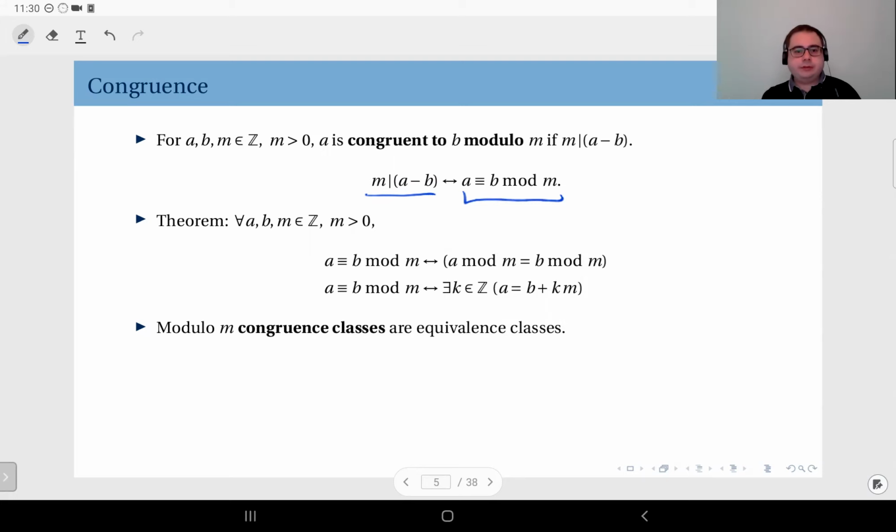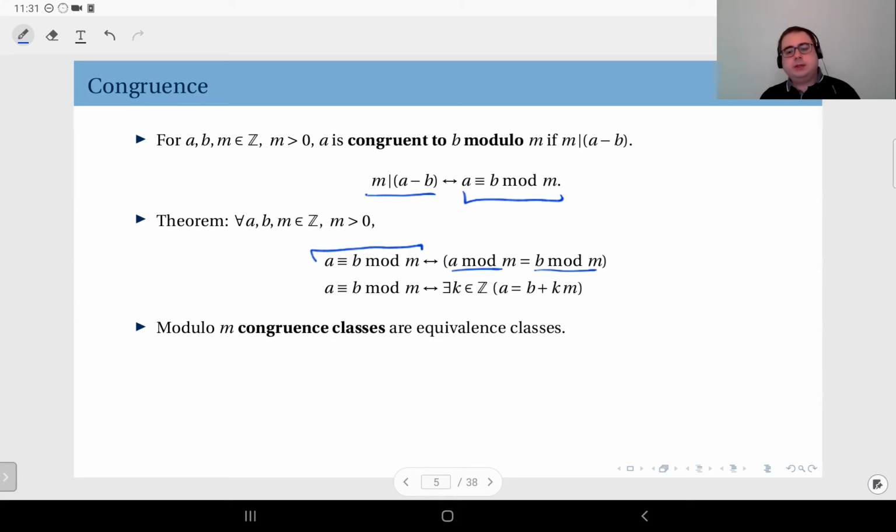And based on this definition, we have the following theorem. When a, b, and m are integers and m is positive, a is congruent to b modulo m is equivalent to saying a and b have the same remainders when divided by m. Okay, so they simply have the same remainder when you divide each of those by m. So a mod m equals b mod m.